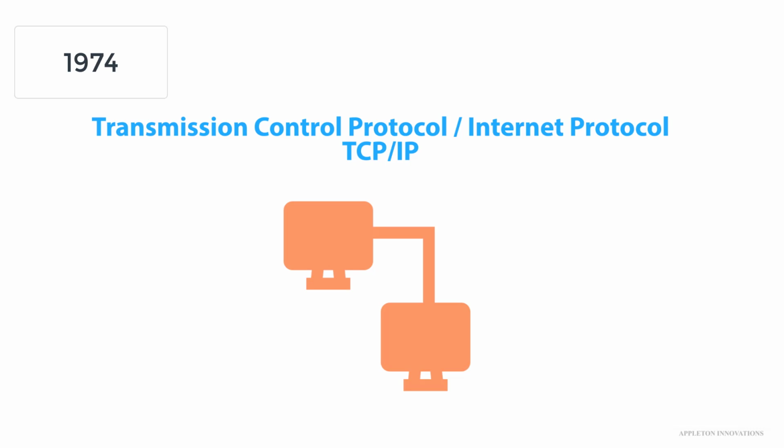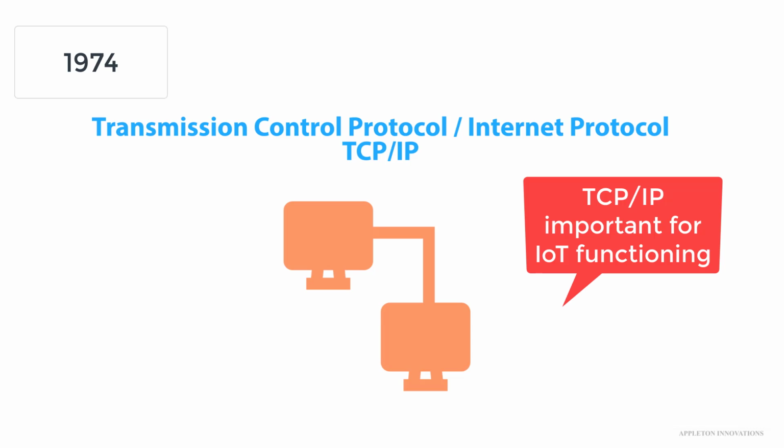1974 marked the beginnings of TCP/IP. TCP/IP stands for Transmission Control Protocol or Internet Protocol. We won't get into the details now, but essentially they are the international standardized guidelines for how computers should talk to one another. So through TCP/IP, one computer can talk to another computer. They were not created for IoT, but today they are very important to its functioning.